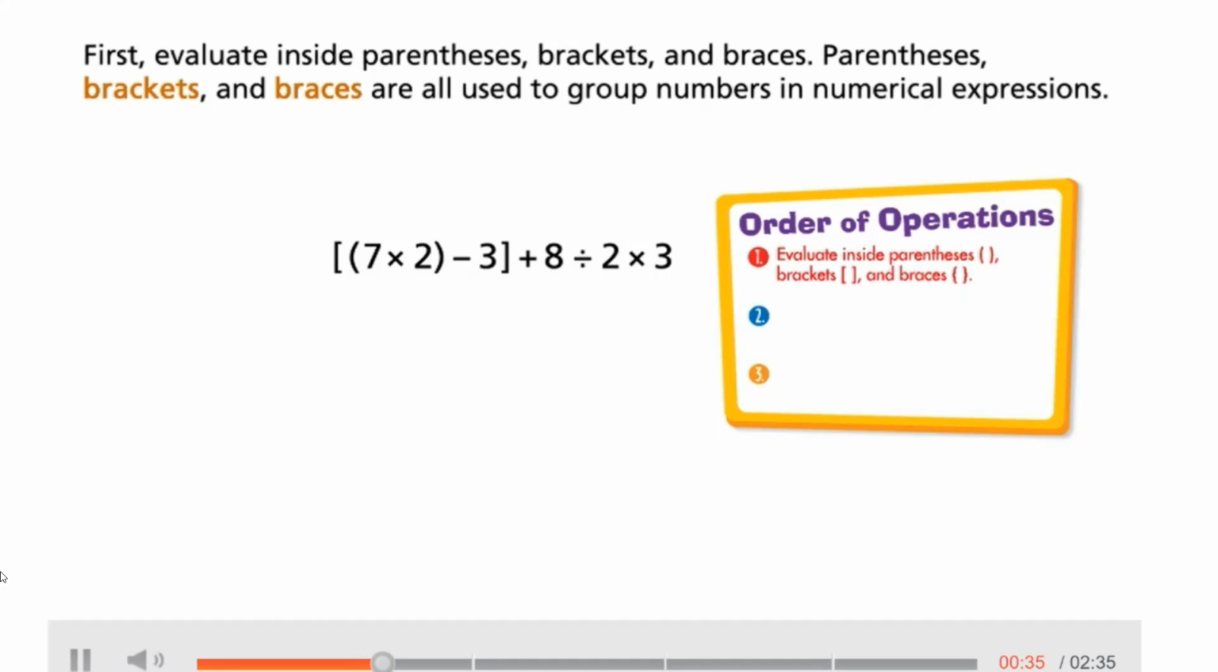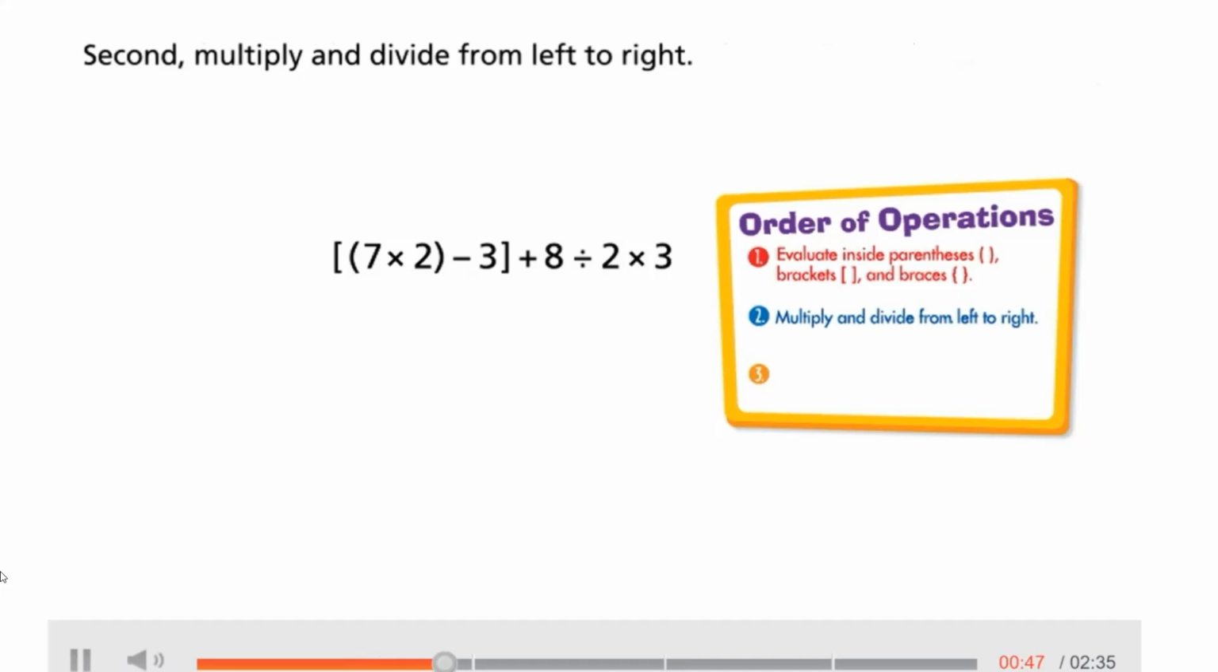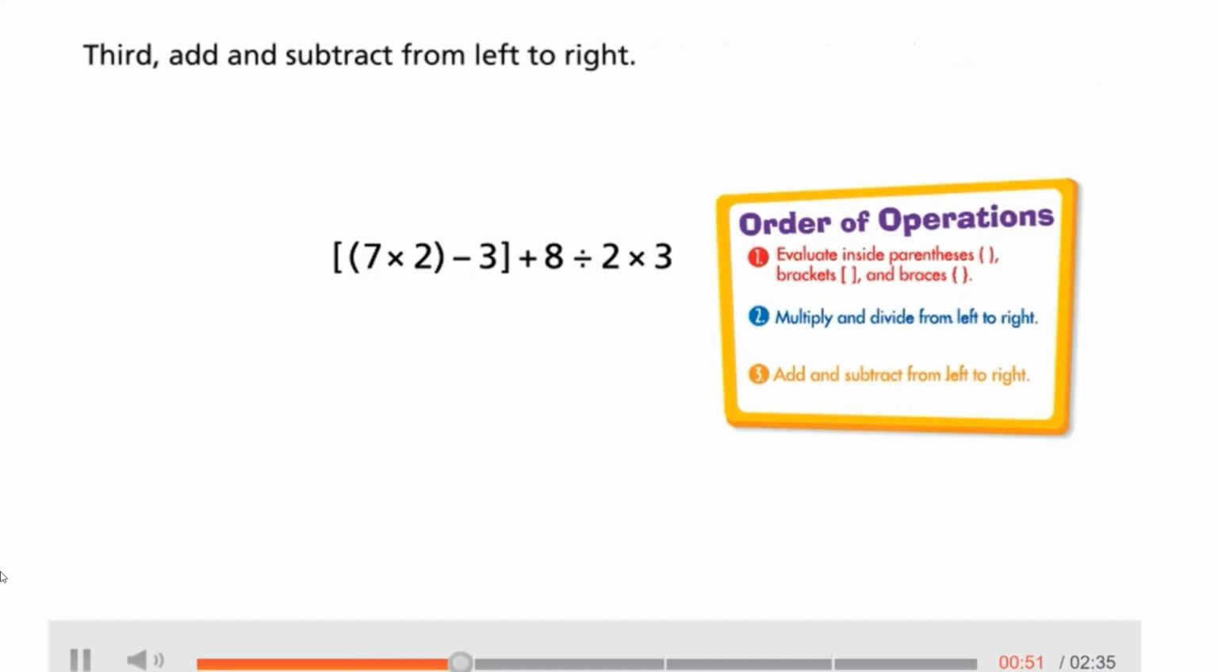First, evaluate inside parentheses, brackets, and braces. Parentheses, brackets, and braces are all used to group numbers in numerical expressions. Second, multiply and divide from left to right. Third, add and subtract from left to right.